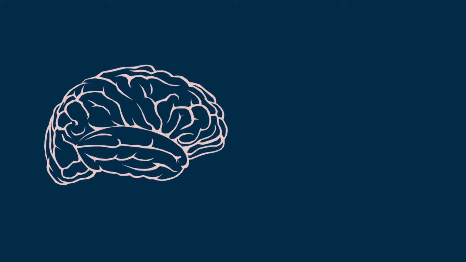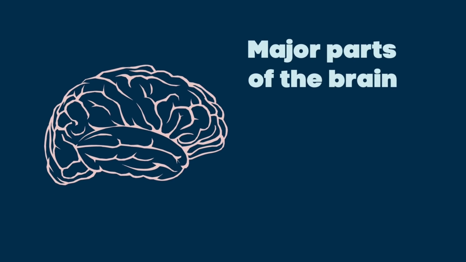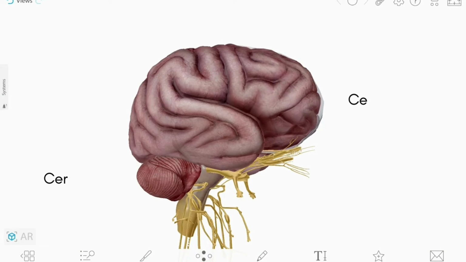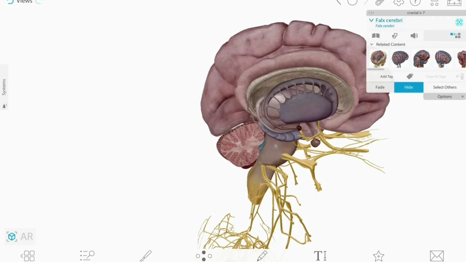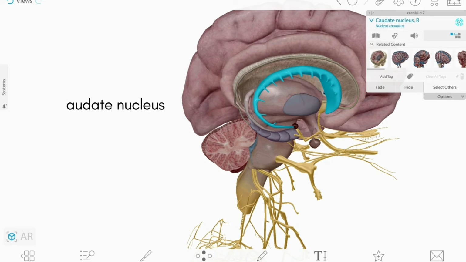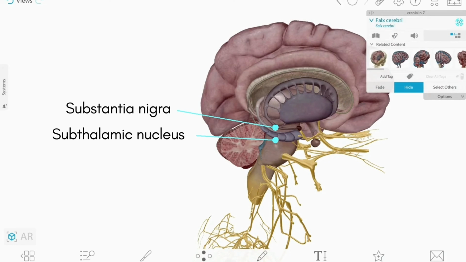Next, we'll take a look at the major parts of the brain, and they are the cerebrum, cerebellum, basal ganglia, limbic system, brainstem and diencephalon. These are the cerebrum and cerebellum. Let's now have a look at the basal ganglia. The basal ganglia is made up of putamen, globus pallidus, caudate nucleus, substantia nigra and subthalamic nucleus.